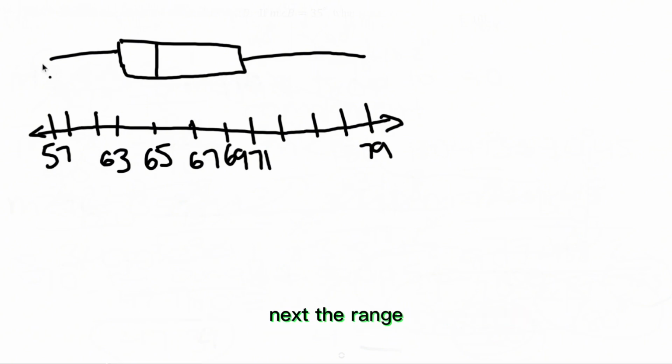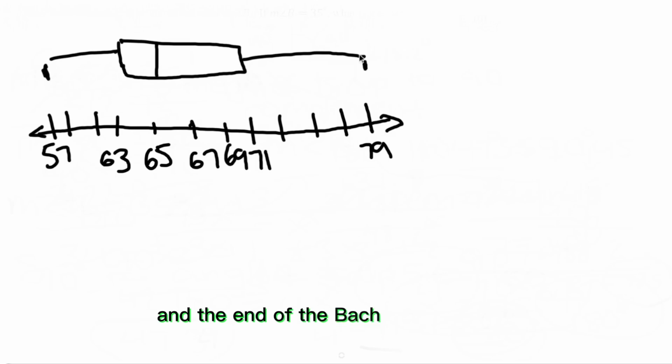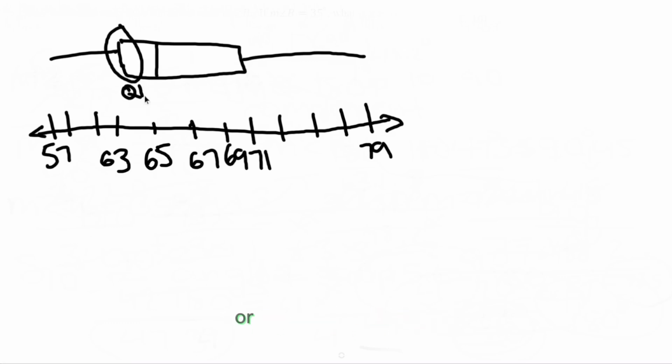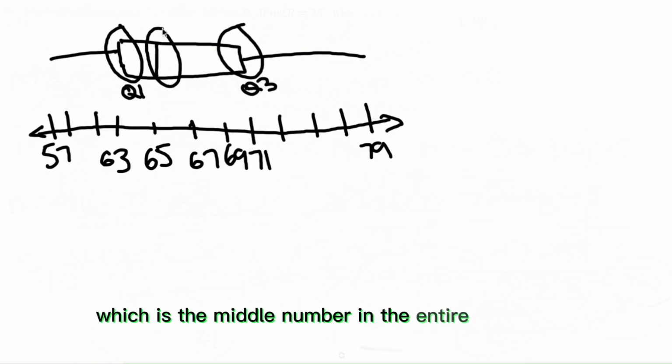Next, the range. The range is just the difference between the beginning and the end of the Box and Whisker plot. Alright, now let's look more closely at the box. So this first line right here, this entry line, is our quarter 1, or our lower quartile. And this third line right here is our quarter 3, or our upper quartile. And this middle line is the median, which is the middle number in the entire set of data.